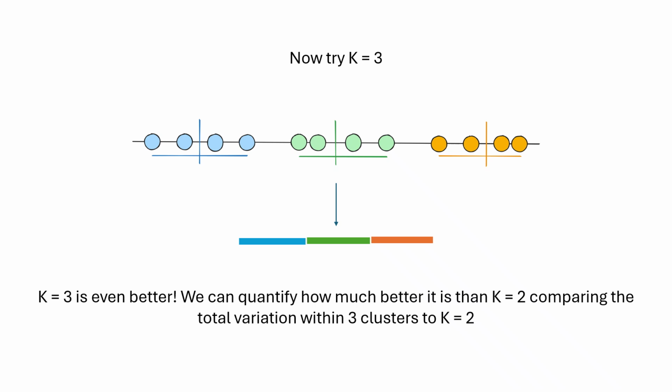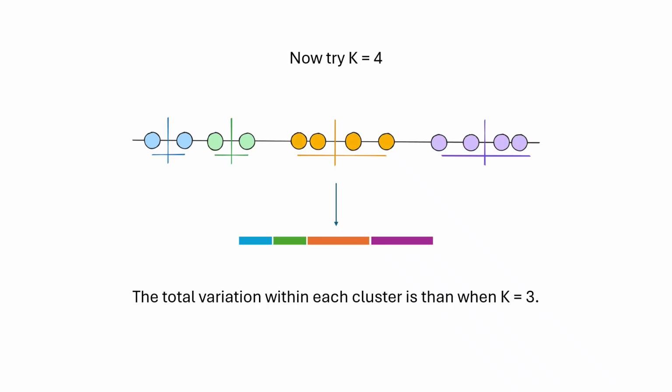We continue this process for k equals 3. This divides the data into 3 clusters, and the data points are even closer to their centroids. As a result, the variation has reduced further as compared to when k was 2. Since the data visually seems to have 3 natural groupings, k equals 3 appears to be a good fit. But let's increment k one more time and see what happens when k equals 4. When k equals 4, the data set gets divided into 4 clusters and the variation reduces further.